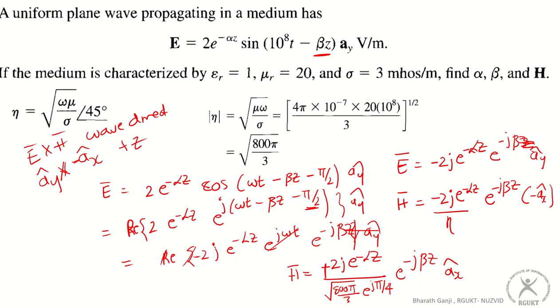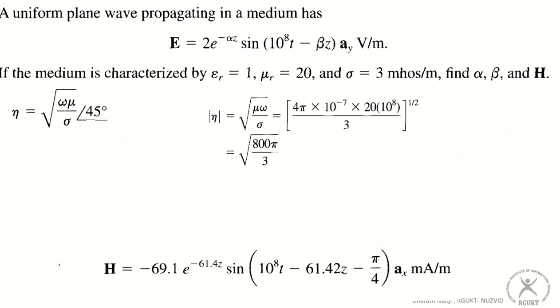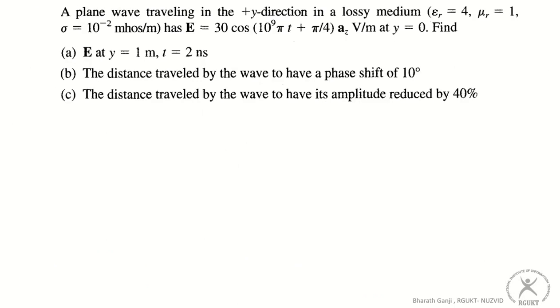This is a magnetic field expression which is in phasor form. If you want to write it in time domain, you multiply it with e power j omega t and take the real part of it, you get an answer something like this, okay. Here the values of alpha and beta are also written, and you can see there is a pi by 4 coming in the picture here. That is a phase shift between magnetic and electric fields because the wave is traveling in a good conductor. So this is how we solve this problem, okay. We will go to the next problem.